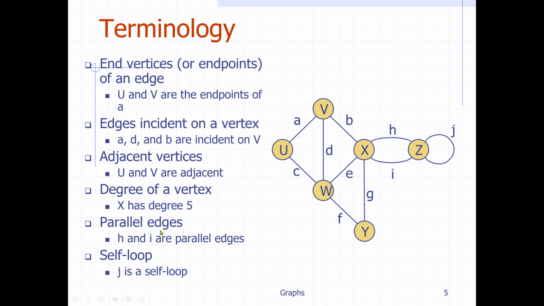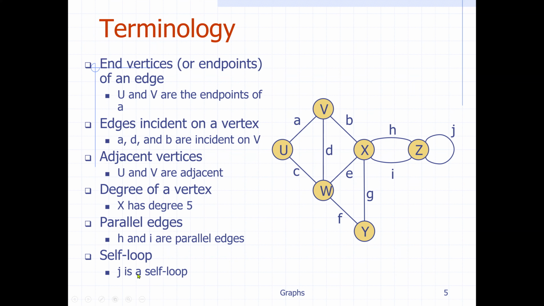We may also have parallel edges, such as H and I. Parallel edges means the 2 edges are parallel if they are connected to the same vertices. So we can see H and I are connected between X and Z.